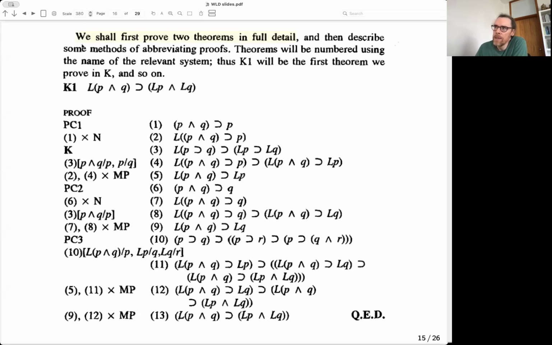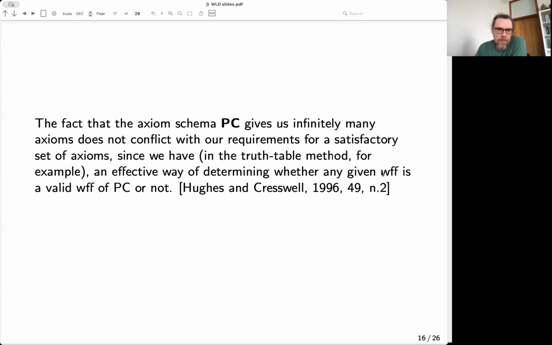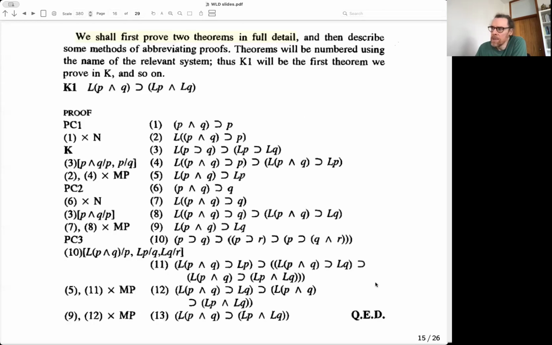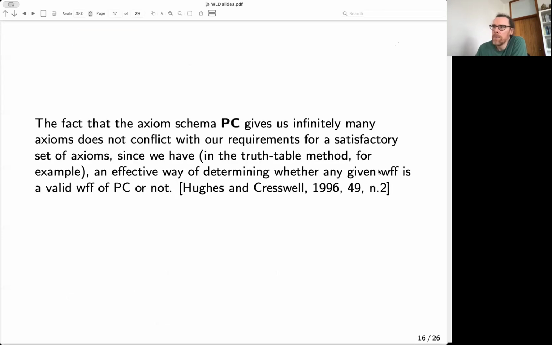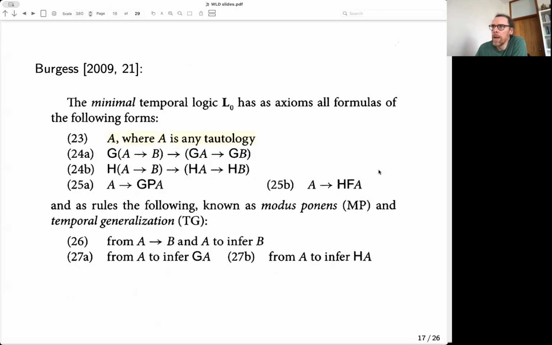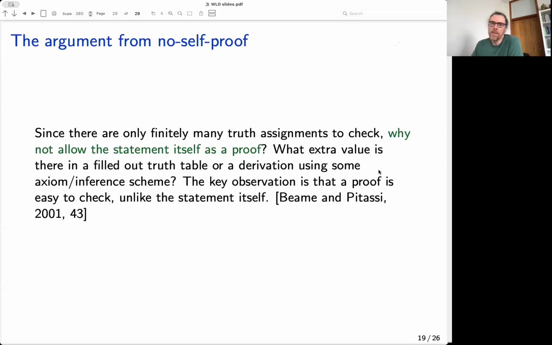Note that I just went back a few slides. Hughes and Creswell actually say here, we shall first prove two theorems, in full detail. So they don't take these things to be abbreviations that can be filled out into formal proofs. They take them to actually be formal proofs as they stand. Okay, so that's the response to the argument from intuition. Well, look, it's not intuitively obvious, because if it was, then when people read this book of Hughes and Creswell, they would have said, hang on a sec, there's clearly something wrong with this, which people don't.